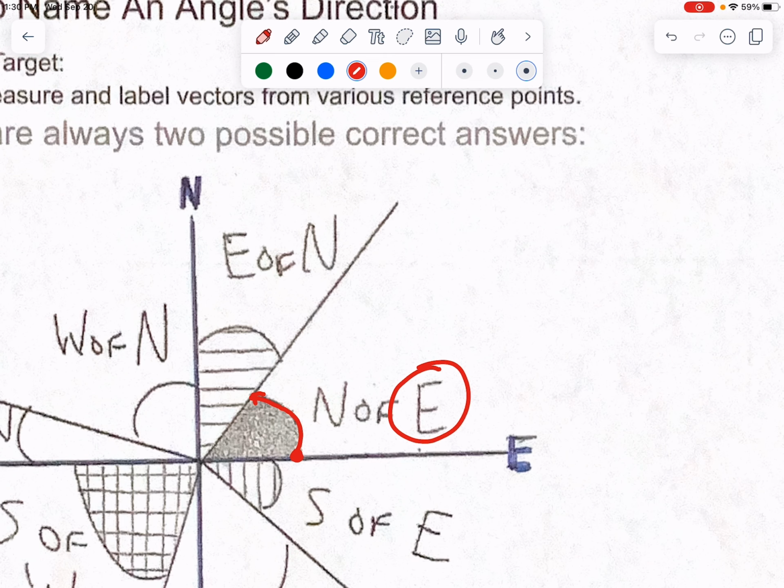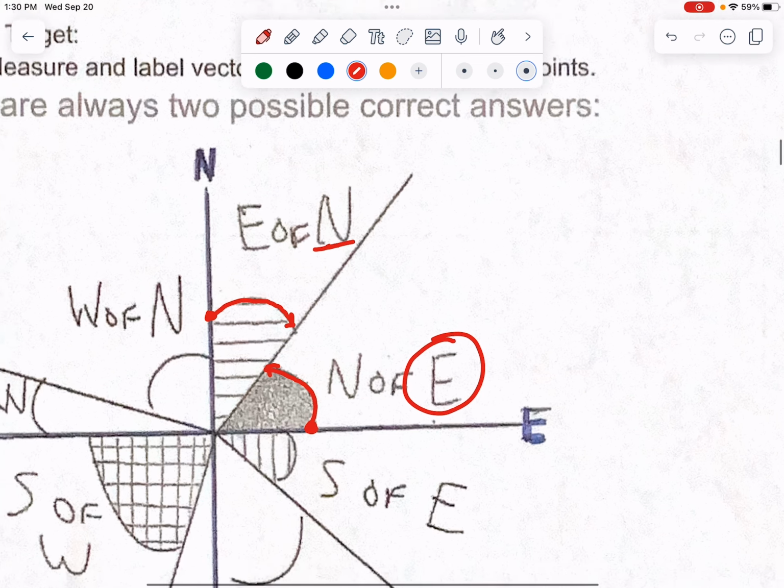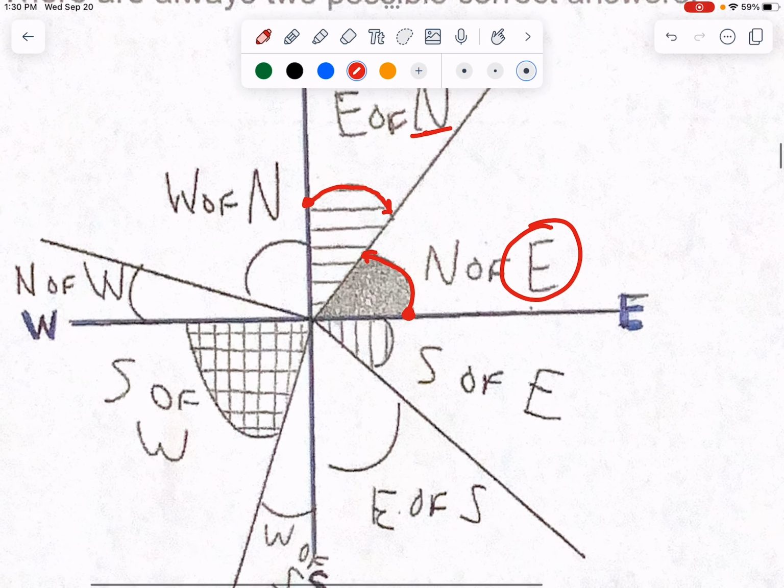Now, vice versa, if the last letter is north, it's touching the north line and then going east of the north line. So you can do that for any of them. Like if I did south of west, west would be my last letter, so that means it's touching the west line and then going towards the south line. So south of west. So that's how you do that trick.